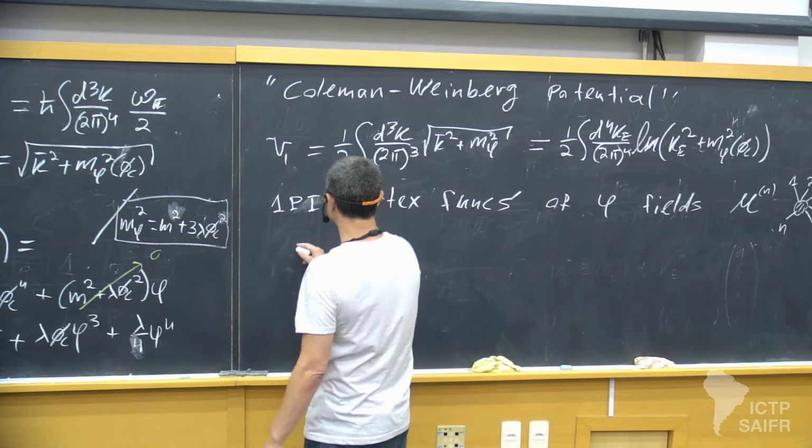You can check me. How did I call them? I think I gave them names. This I call 1a. And this, let's call it 1b. And this, let's call it 0. So M_2, or more precisely, iM_2, is minus i m_phi squared plus iM_1a plus iM_1b. Let's really quickly compute.